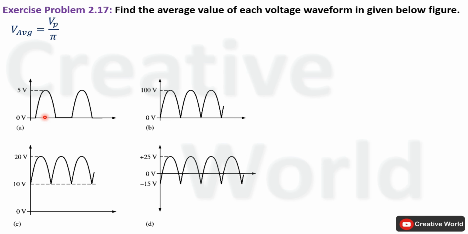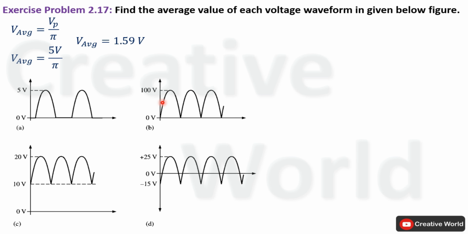So in this figure A, the peak voltage is 5 volt. So 5 volt divided by pi will be equal to the average of this voltage waveform. Divide 5 volt with pi, the answer will be 1.59 volt. So the average voltage of this voltage waveform will be equal to 1.59 volt.